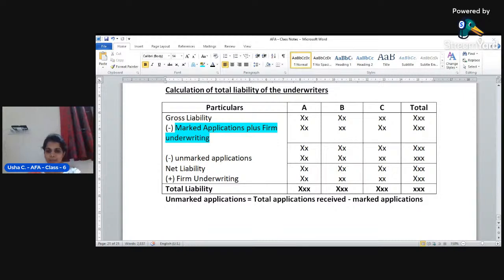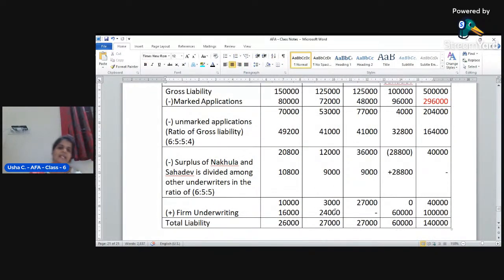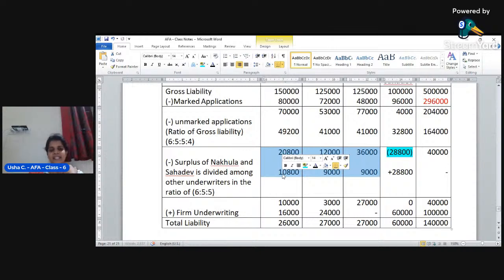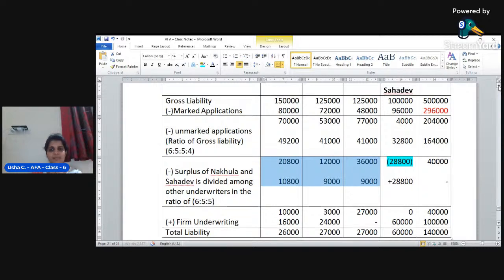We'll solve one problem. 6 is to 5 or 5 is to 5. Just explain. Okay. Look at here. Look at the problem. Right. Okay. So this 28,800 must be distributed among these three underwriters. Okay, because there is a surplus amount. This surplus amount of 28,800 must be distributed among the other firm underwriters.